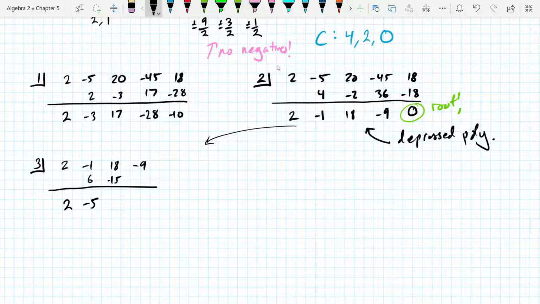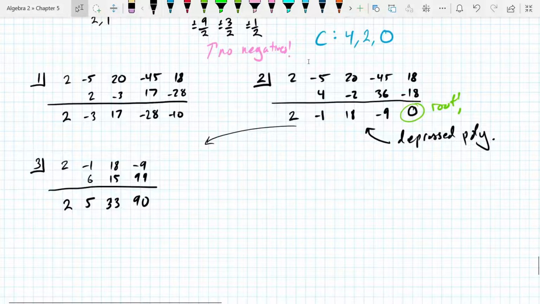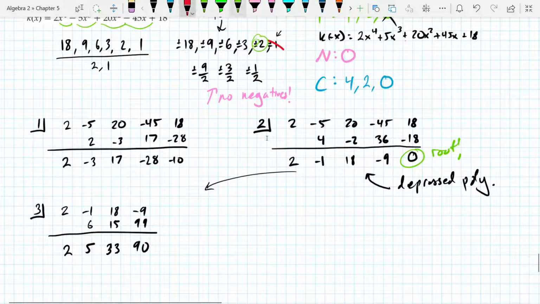Oh, why did I write -5 there? That should be +5. Multiply it out, add it up, and you can see here this is not looking very good for 3 as a possible root. 99, so there the remainder is 90. Okay, so not a root. Go back to my list, cross it off.